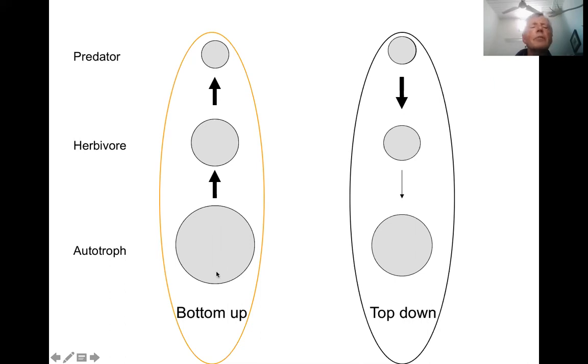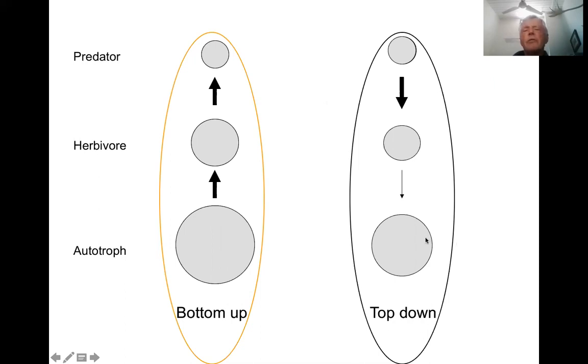This is bottom-up forcing, and it's a unidirectional, monotonic function, in that it always goes upward. It's fundamentally different for top-down forcing.